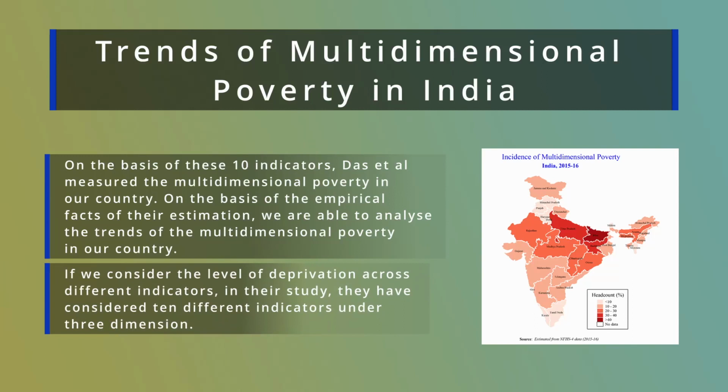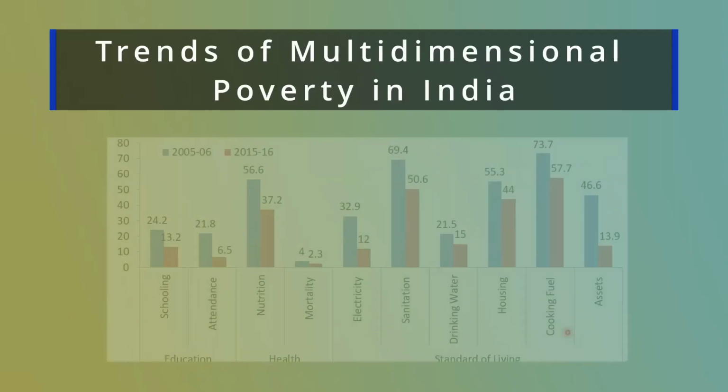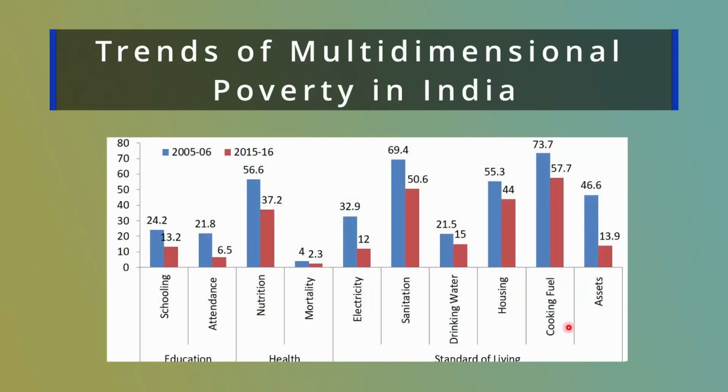If we consider the level of deprivation across different indicators, in their study they have considered 10 different indicators under 3 dimensions. If we look into the level of deprivation across different indicators, then we can say that the deprivation was relatively higher in case of cooking fuel. That is, 73.7% people were deprived in cooking fuel in the year 2004-5, which decreased to 57.7% in 2015-16. The level of deprivation was also higher in case of sanitation, where deprivation also decreased from 69.4% to 50.6%.